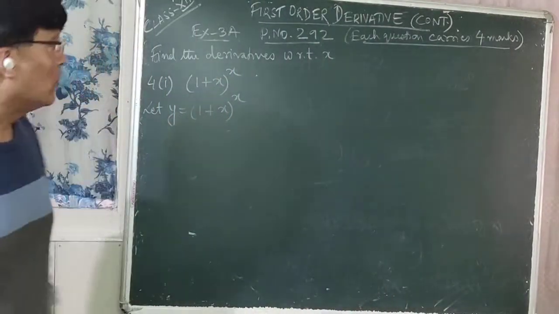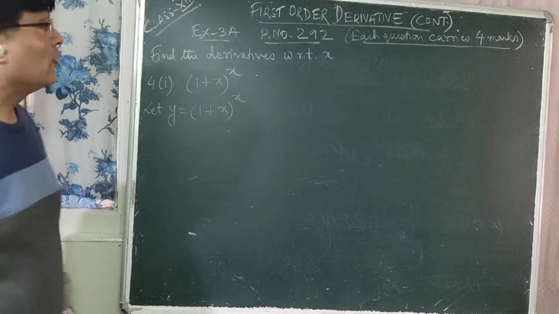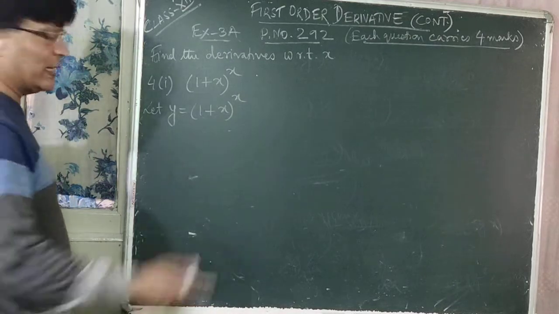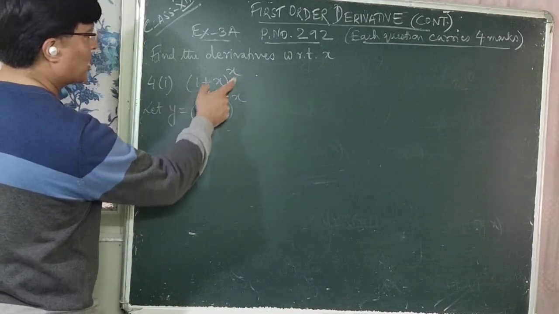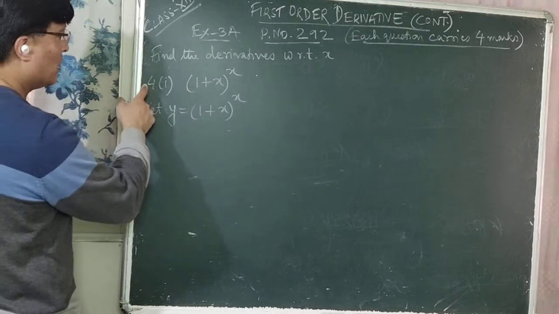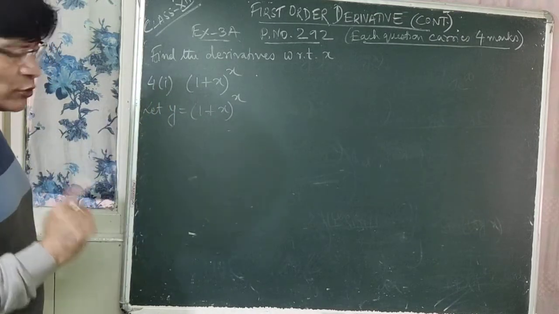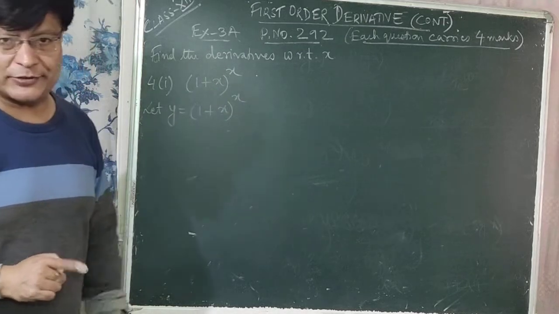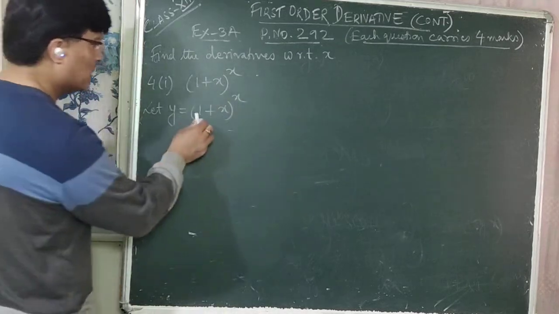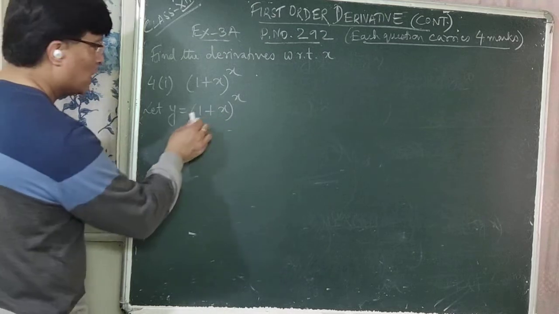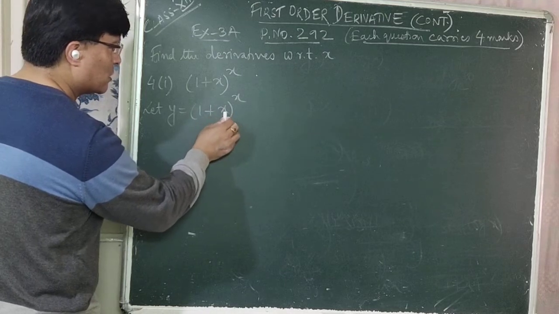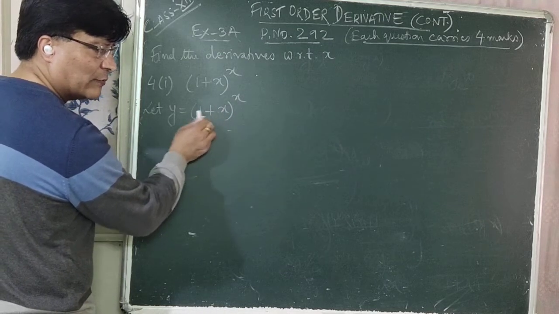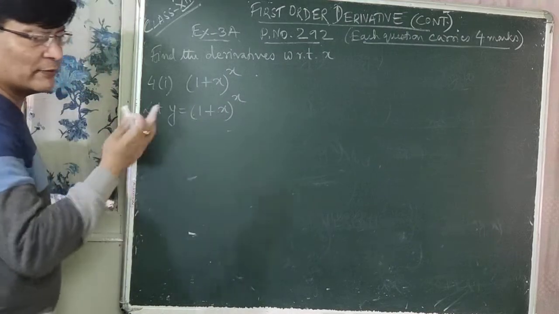So now we will do the next question, that is find the derivative with respect to x of the function 1 plus x whole to the power x. This is the number 1. So first of all you have to write y is equal to 1 plus x whole to the power x. So now in this case, this is the base 1 plus x. So since it is in terms of x, this is the variable, the base is the variable, power is also x, that is the variable.